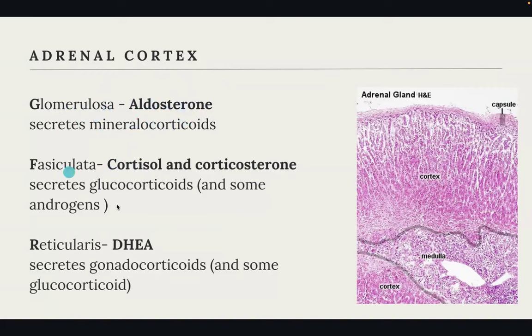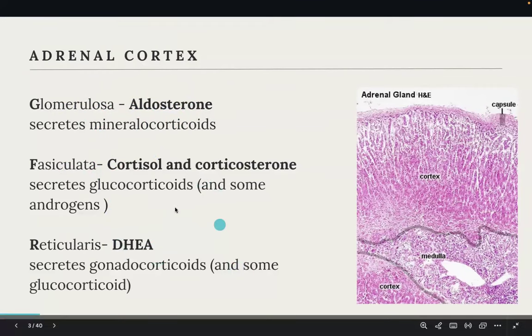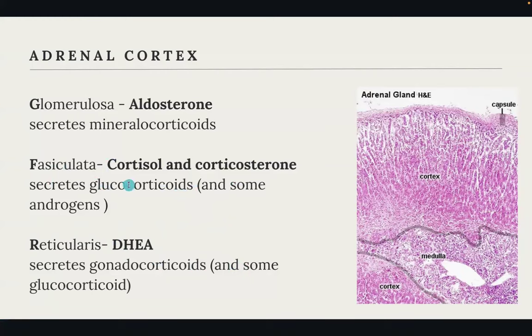Now, if you notice for fasciculata and reticularis, they have some minor functions of other steroids. So for example, fasciculata creates cortisol, which is the major glucocorticoid. Yeah, it's a glucocorticoid. And the other one is corticosterone. Again, it's not the only glucocorticoid, but when we're talking about major, I want you to think of cortisol.